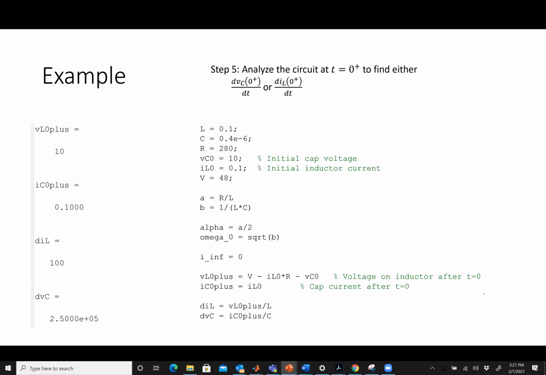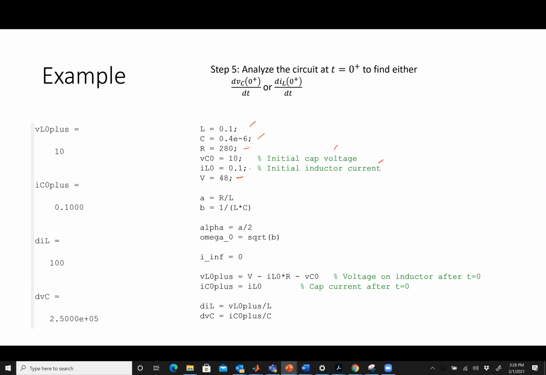Here's how I do that. What I typically do in MATLAB is set this all up in terms of the equations, so I know I'm minimizing my math mistakes. Some of you have told me you've started doing this and you see the benefit of better tracking your math. So I put in all my component values: 0.1 for the L, 0.4 microfarads for the C, 280 ohms for R. I put in my initial capacitor voltage and my initial inductor current, and V equals 48, that's my 48 volt source.